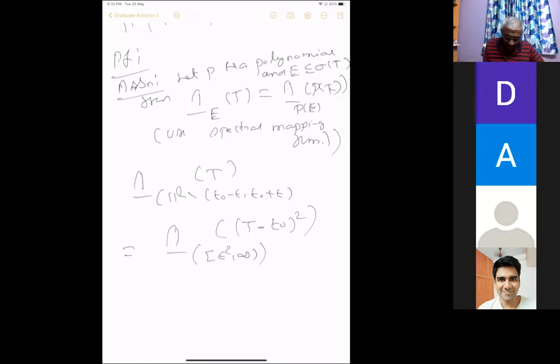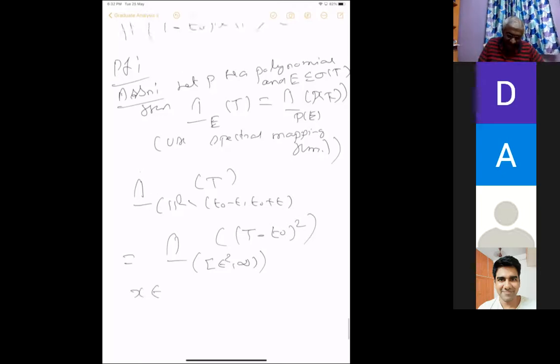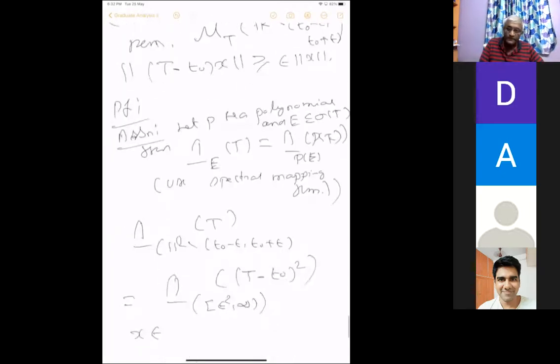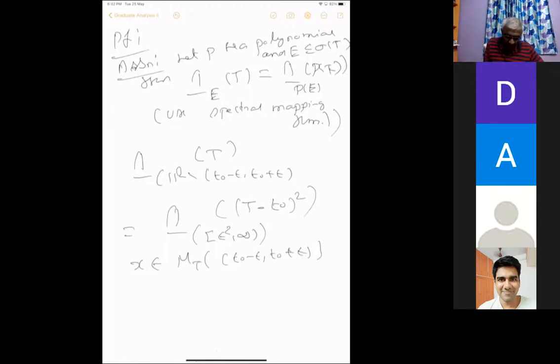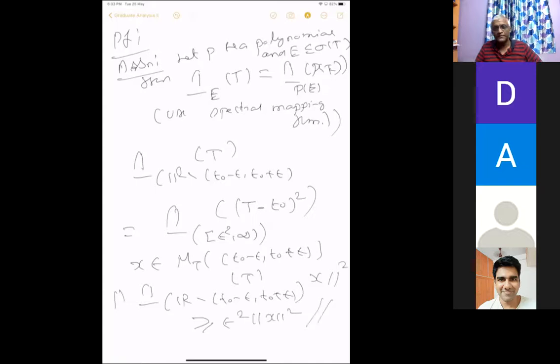Now if x is in that subspace, then we have that, as we have proved, it follows from 1 that the square is greater than epsilon times the norm of x. That's what we do. I'll stop here.